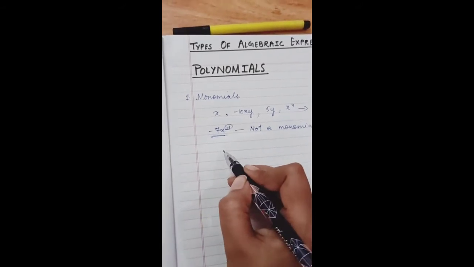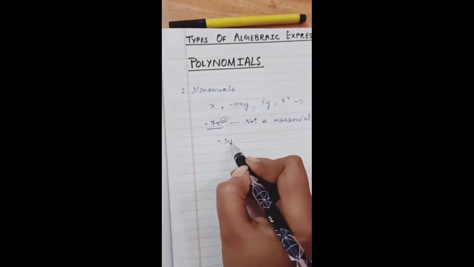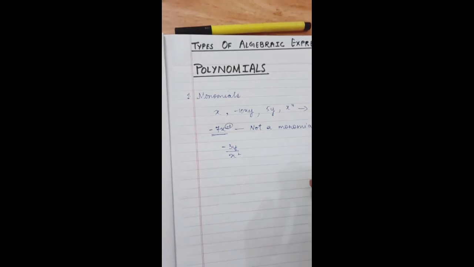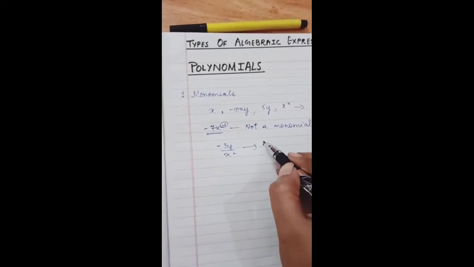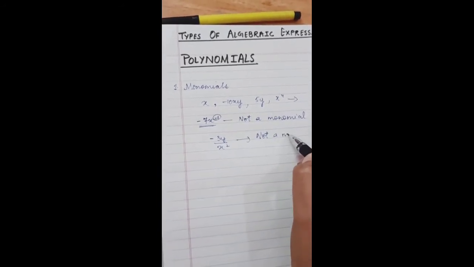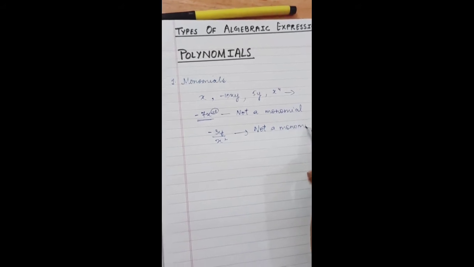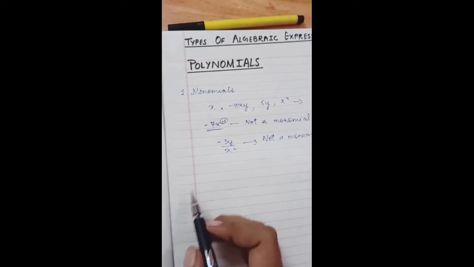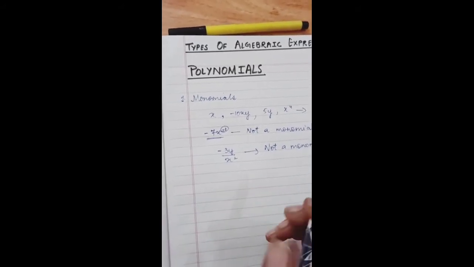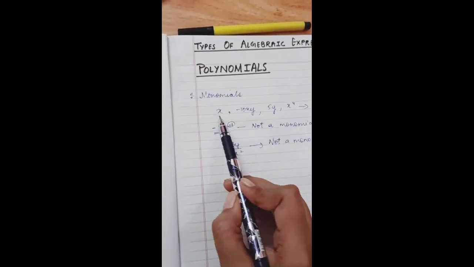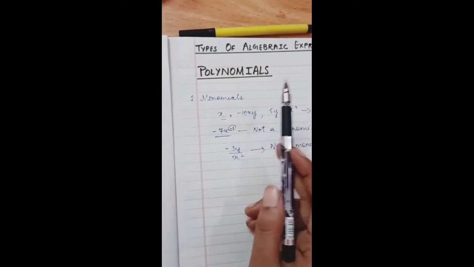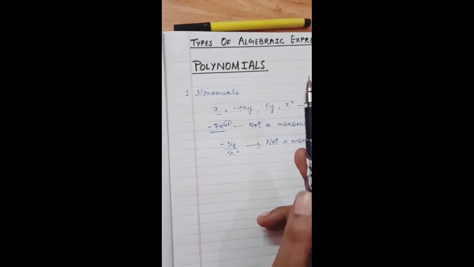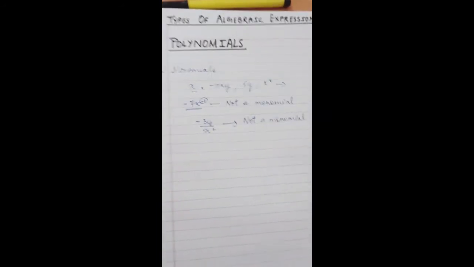If I talk about this, minus 3y by x square, it is also not a monomial. Expressions having a single term with whole number exponents are called monomials.